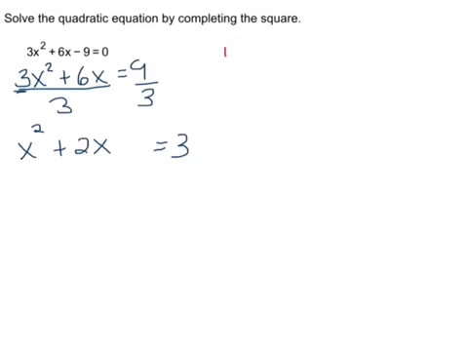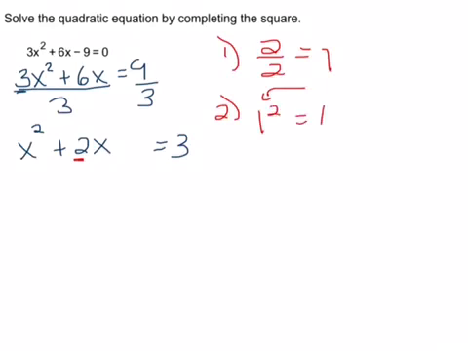First step, we're going to take the coefficient of the x term, which is the 2, and we're going to halve it, cut it in half. So 2 divided by 2, and of course, when we do that, we get a result of 1. And the second thing we're going to do is take the result we got from step 1, the 1, and square that.